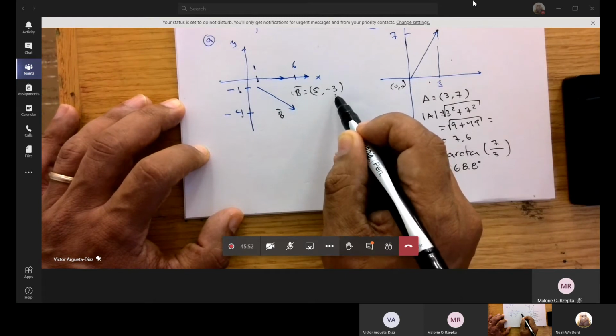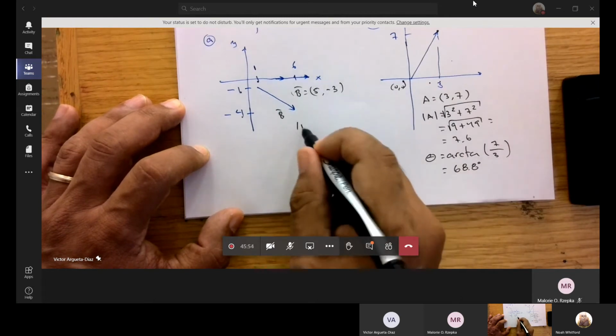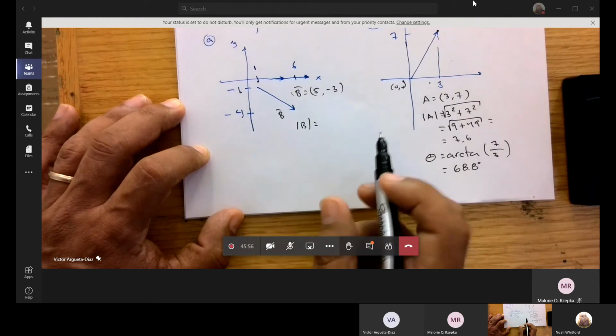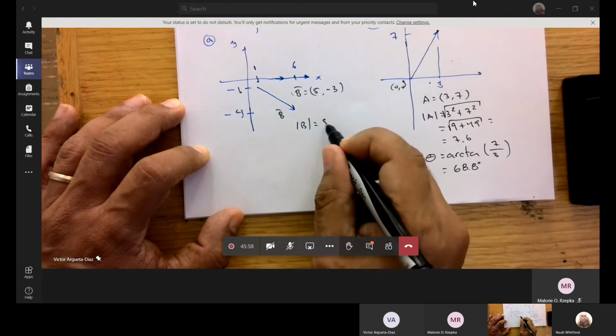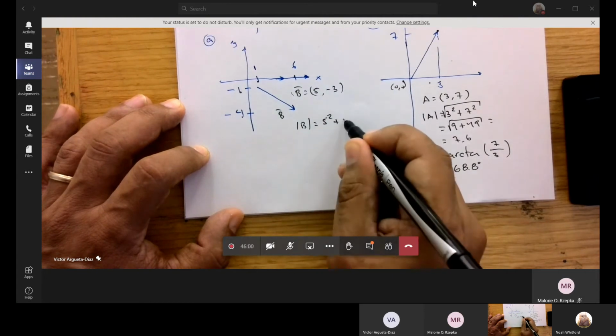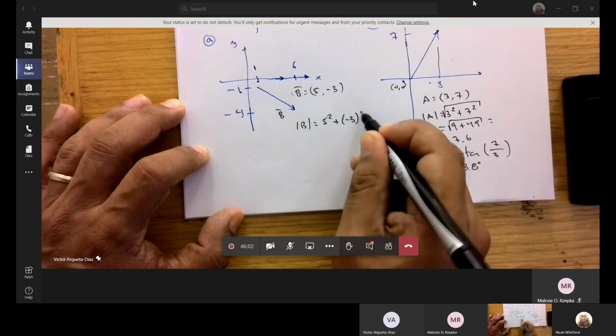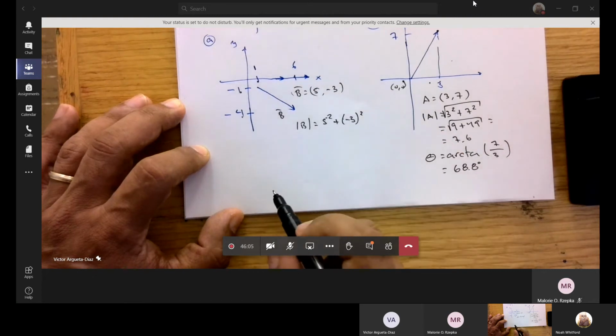Okay. So calculating the magnitude of B is exactly the same thing. It's calculating the length of the hypotenuse.